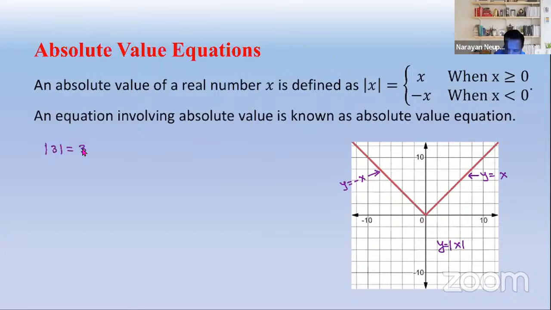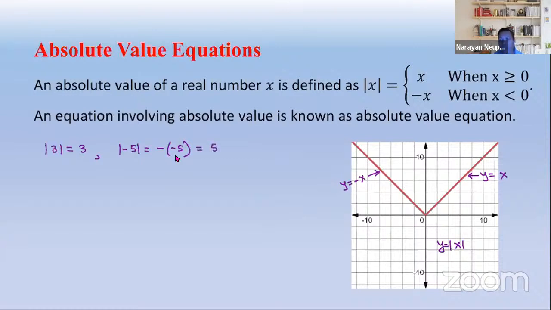But if you have a negative number, say for example, you want the absolute value of negative 5. When we are calculating the absolute value of a negative number, when x is less than 0, it should be negative of that x. So it should be negative of negative 5. And negative of negative is positive. So that is equal to positive 5.